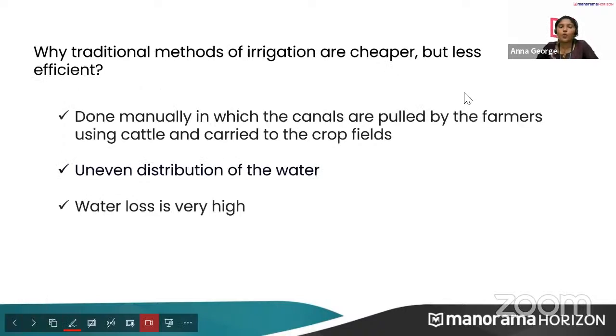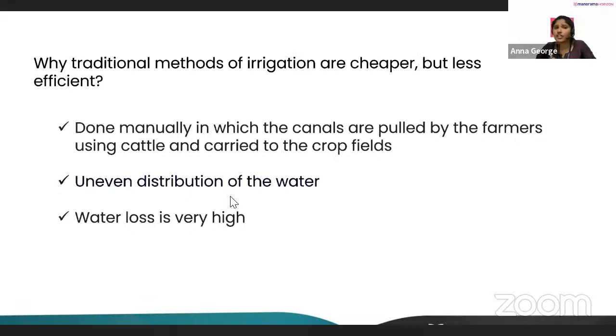Now, why are traditional methods of irrigation cheaper but less efficient? I've already told you it is done manually, in which water is pulled by farmers using cattle and carried to the crop. It's very difficult for them. It also results in uneven distribution of water, and water loss is also very high. Yes, very good.